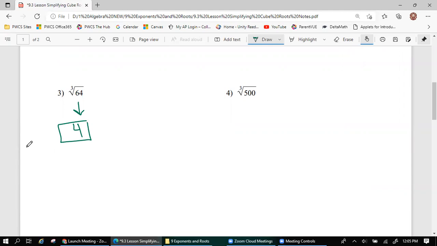So I want you to go ahead and pause the video right now. I want you to see if you can find the cube root of 500. Start by trying to divide it by some of the perfect cubes that I put up there and see which is the largest one you can divide it by without getting a decimal, and then go from there. So pause, give it a try, and then press play to see the answer.